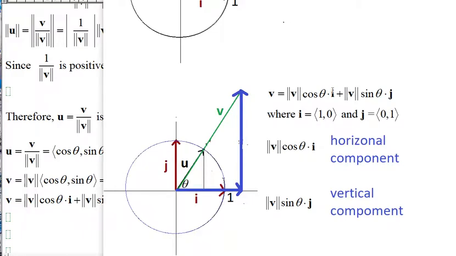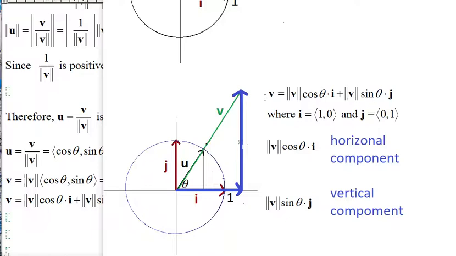And so this vector right here, the magnitude of V times cosine of theta times I, is the horizontal component of vector V. And the magnitude of V times sine of theta times J is this vector right here, and this is the vertical component of vector V. So vector V can be written as the linear combination of the horizontal component plus the vertical component.